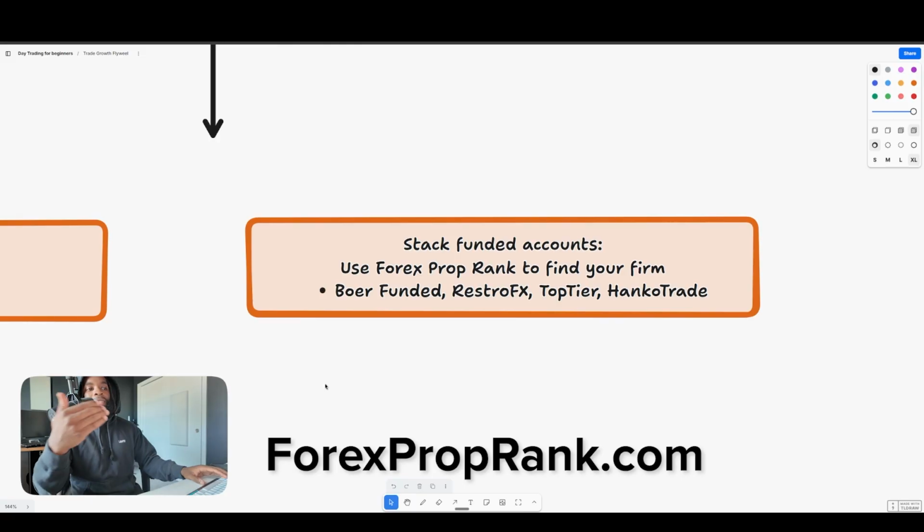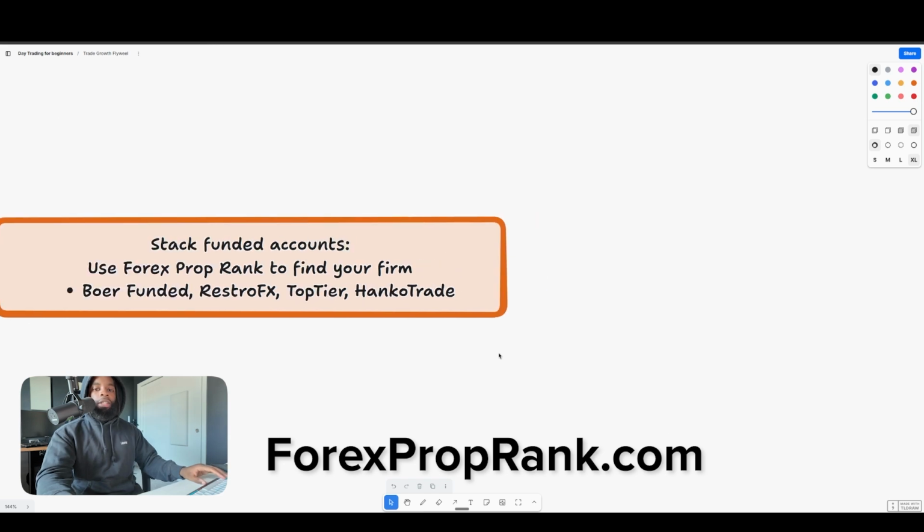All right. And then you want to stack your funded accounts. So use Forex Prop Rank to find your firm, like Funded, Restro FX, top tier, Henkel Trade, and such and such. So that is how you guys can take a small account. If you really want to scale and grow, this is something you need to share, rewatch, share, rewatch, and share. Because at the end of the day, I gave you guys the sauce and you have to take accountability based off of what you got and utilize it to the T so you can be a profitable trader.